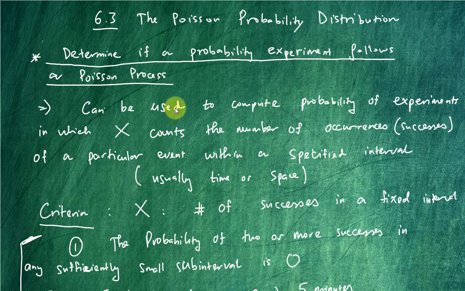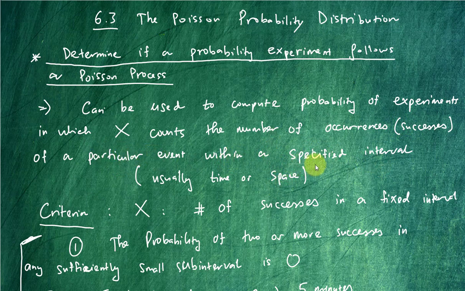So after we learn about the binomial probability distribution, now it's time to learn about another discrete probability distribution, and that is the Poisson probability distribution. The first objective is to determine if a probability experiment follows this model. We use this Poisson probability distribution to compute the probability of an experiment in which the x random variable counts the number of occurrences or the successes for a particular event within a specified interval.